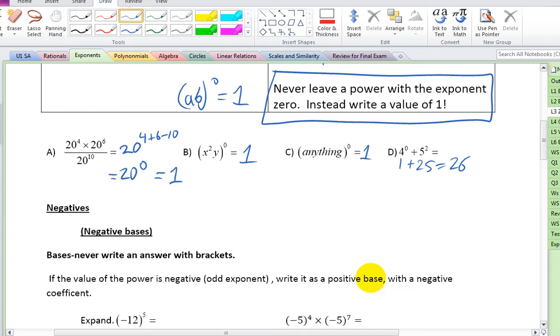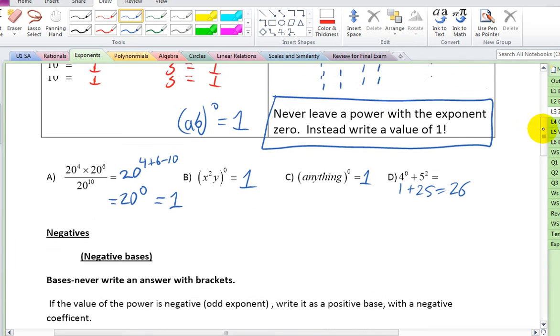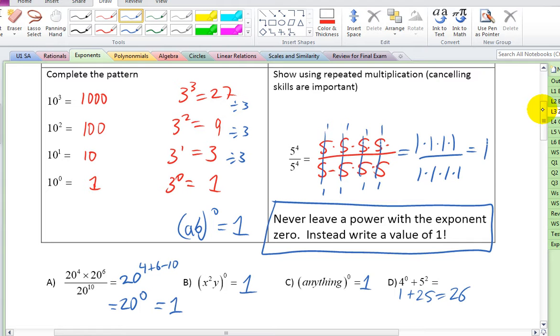Okay, negatives. So let's just look at this pattern up above here. Each time here, I divided by 10. And I can do that one more time. I can go 1 divided by 10. That equals the exponent, negative 1. What if I had 10 to the negative 2? What would that equal? 1 divided by 100.